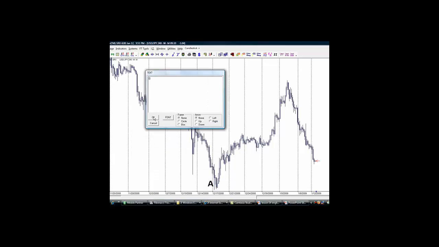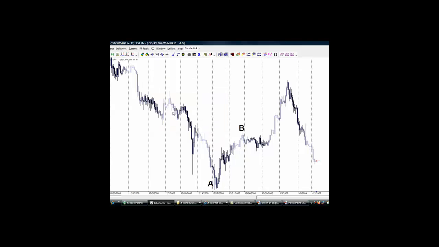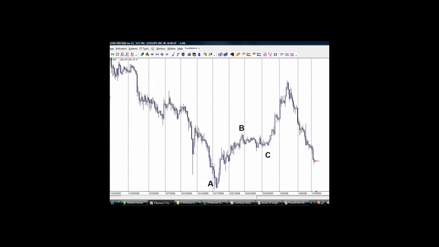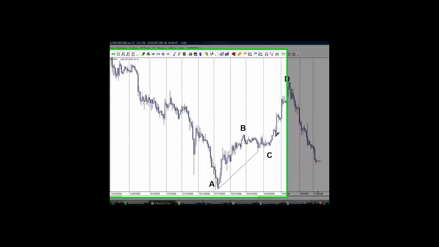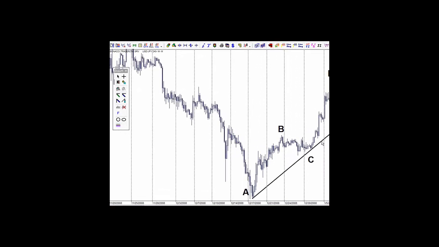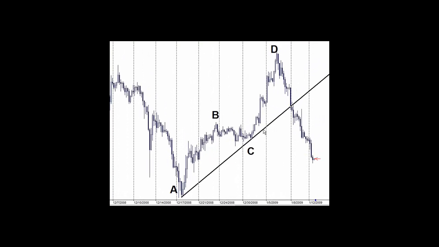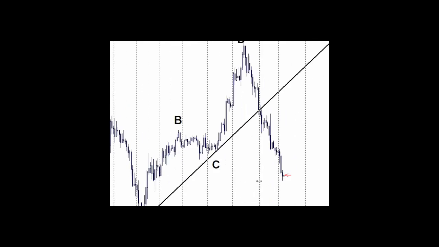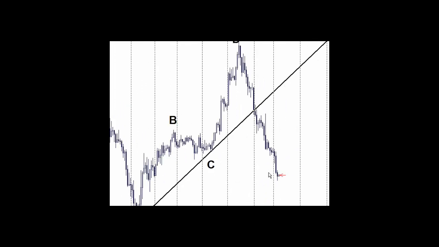Okay, and we did a B. Okay, and the market did a C, and then here it did its D extension, and I had a trend line going from A to C, and it broke that trend line, and now we're heading on a downtrend. So okay, now we're also bearish on the 240, giving us the direction.